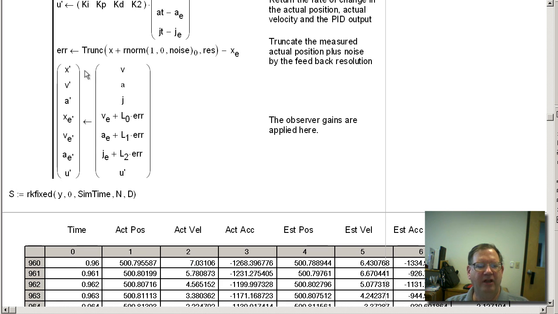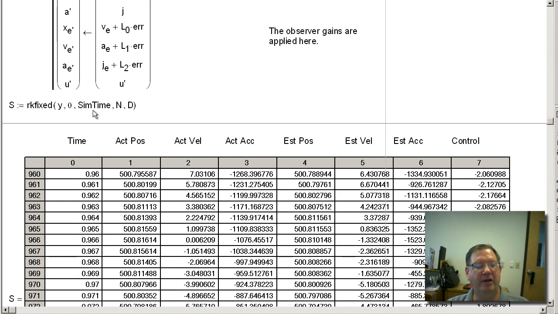Like I said, the Runge-Kutta returns changes in the state. So the velocity is the rate of change in position. The acceleration is the rate of change in velocity. The jerk is the rate of change in acceleration. And this is the actual values, and then these are my estimated values. But notice that I'm using my observer gains, and I'm multiplying the error by the observer gains to modify my rate of change in estimated values. And then the change in the control output from here just gets transferred over. I'm just using Runge-Kutta fixed because that's good enough for these kind of applications.